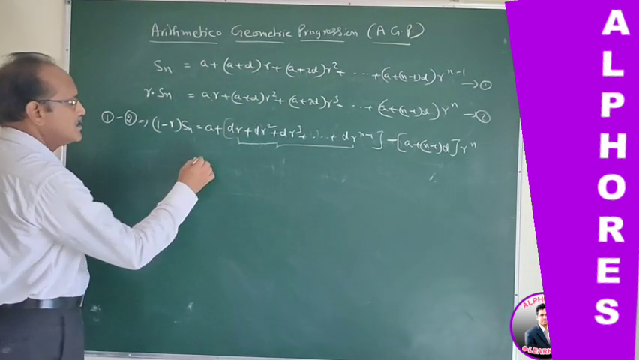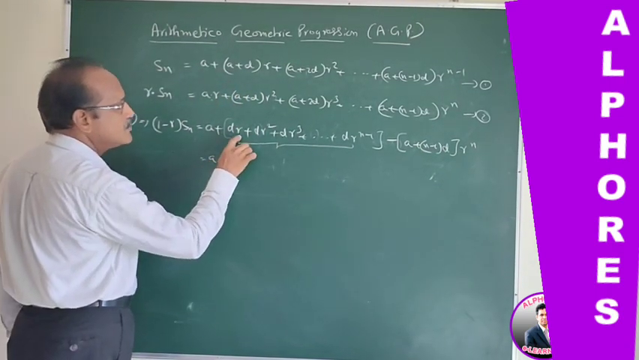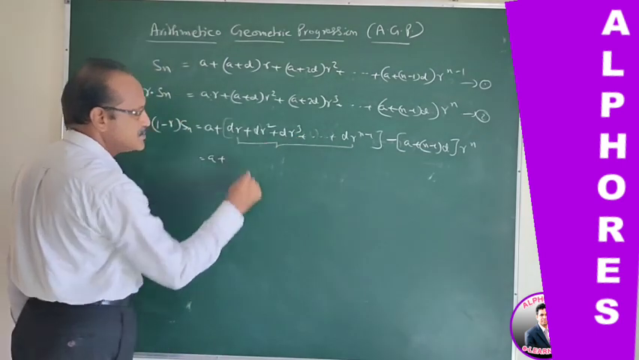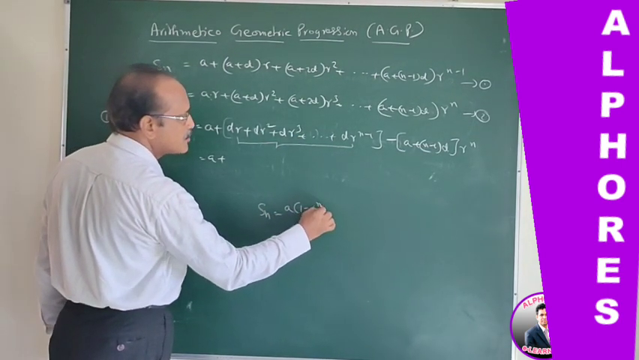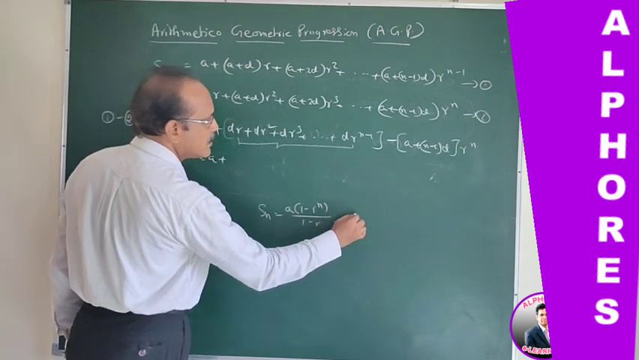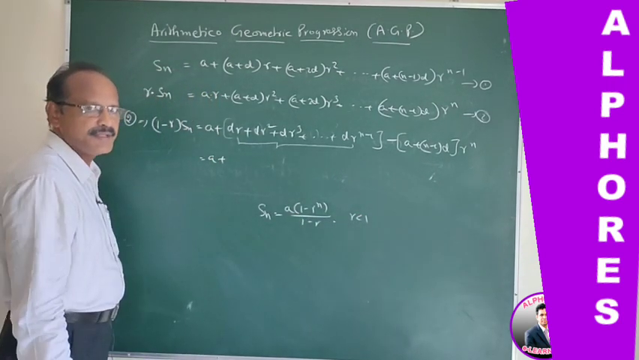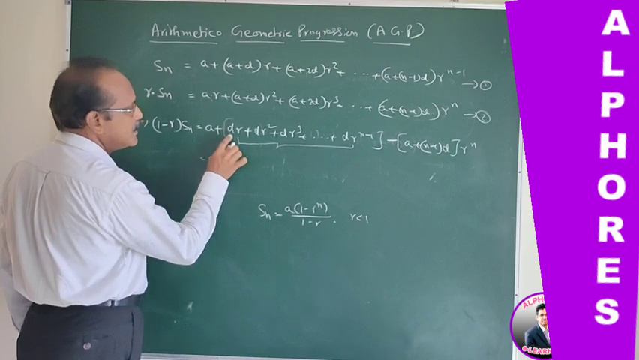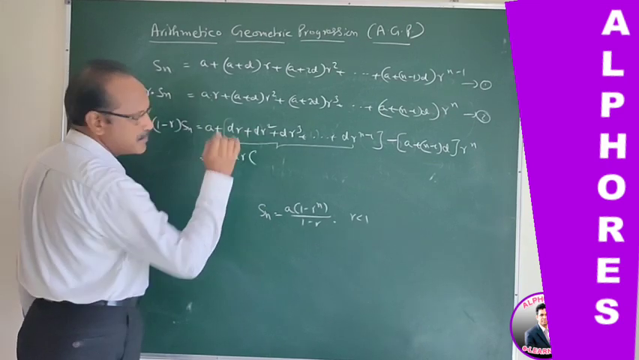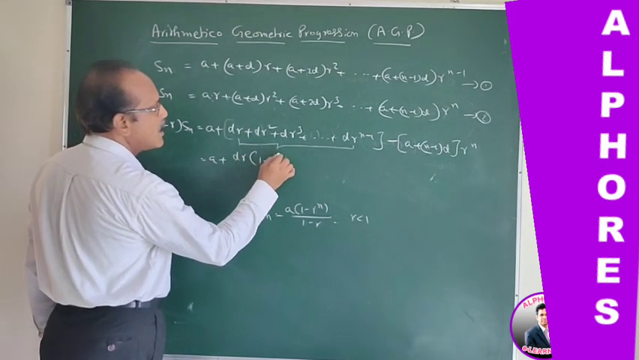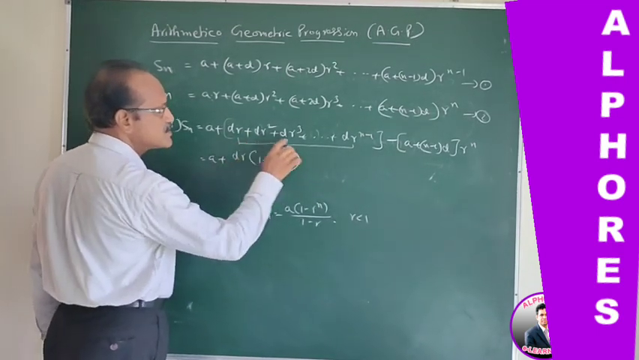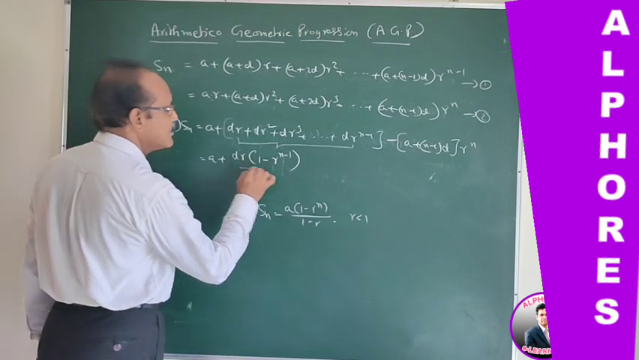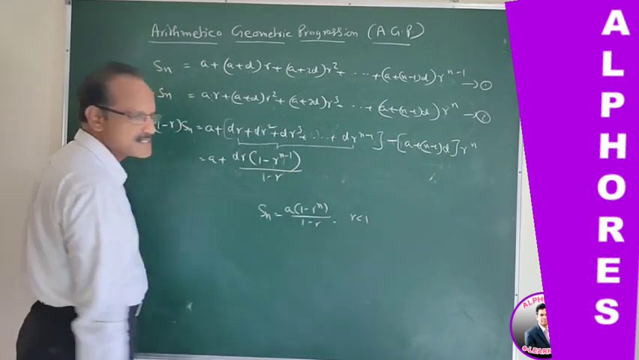Right. Now I am calculating the sum to n terms of the GP series using the formula. Sum to n terms of the GP series is A into 1 minus R power n by 1 minus R, where R is less than 1 case. Right. That is here A means dr into 1 minus R power n minus 1. Here R power n minus 1. Common ratio is R here, by 1 minus R using the same formula.